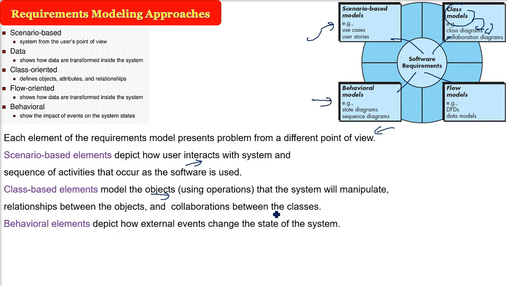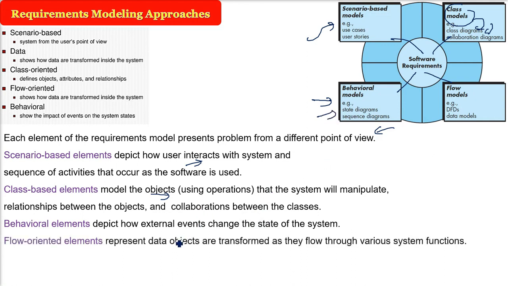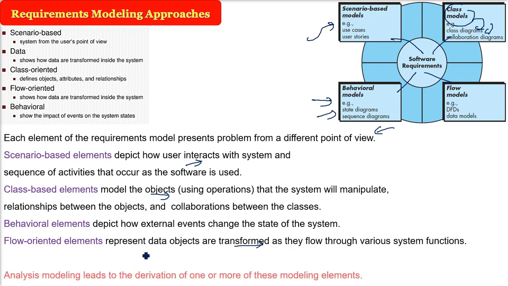When you make behavioral elements, this will show how external events, external triggers change the state of the system. You will make the state diagram, sequence diagram. The flow-oriented model shows the data objects and how they are transformed as they flow through various system functions. You will make DFDs, that is the data flow diagrams, the data models in the flow models. So these are different ways of modeling, and analysis modeling leads to the derivation of all or a few of these modeling elements. It depends on whether you want to create use cases or DFDs.